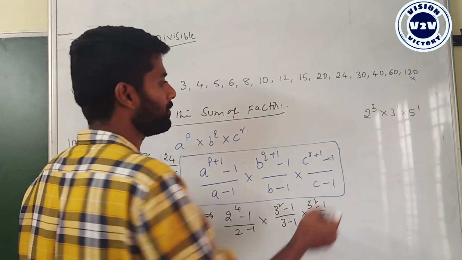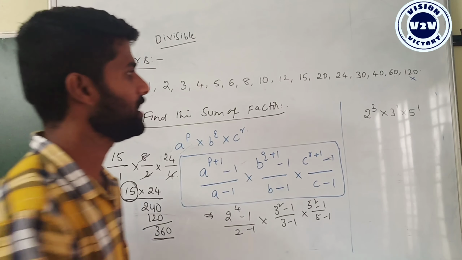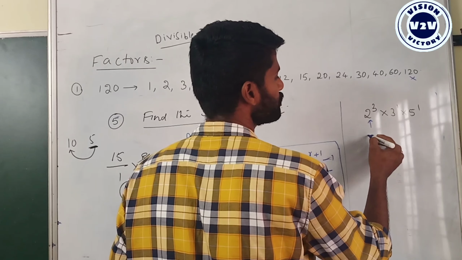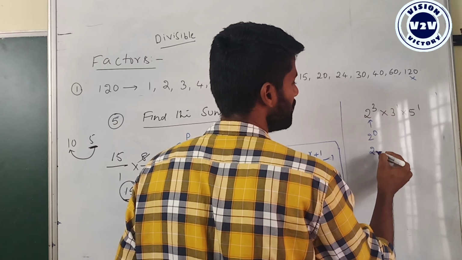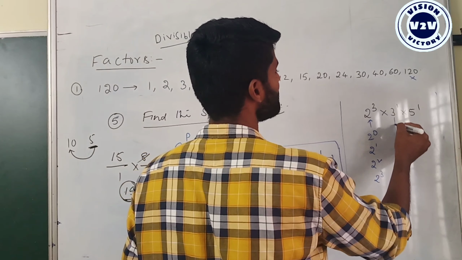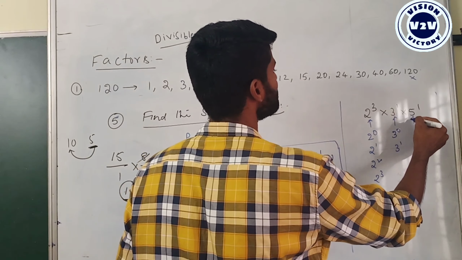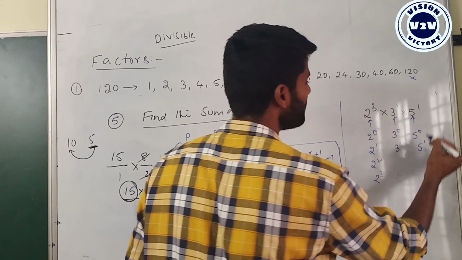Okay, if you forgot the formulas, go with the definition approach. We know that factors means numbers that divide it. What are the divisors of 2 cube? 2 cube is exactly divisible by 2 power 0, 2 power 1, 2 square and 2 cube. And the same thing, 3 power 1 is divisible by 3 power 0 and 3 power 1. And 5 power 1 is divisible by 5 power 0 and 5 power 1.